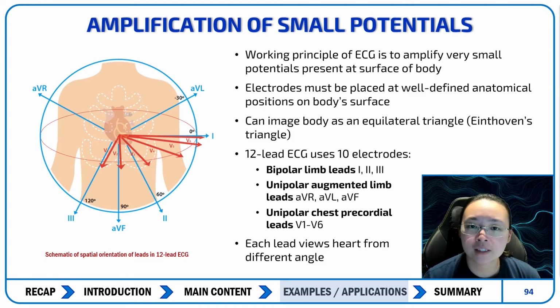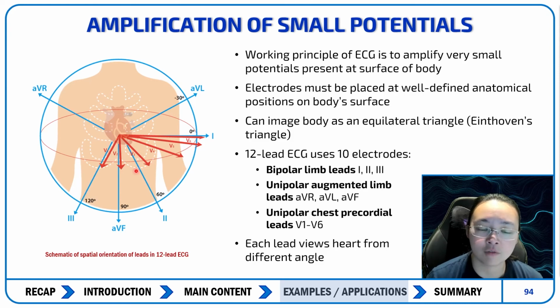But how does the recording actually work? It's all because of amplification of small potentials. So the working principle of an ECG is that you have many small potentials on the surface of your body from the heart, and so you have to amplify all of these potentials in order to generate some sort of signal. The electrodes have to be placed at well-defined anatomical positions on the body surface. So I'll explain this diagram in a bit.